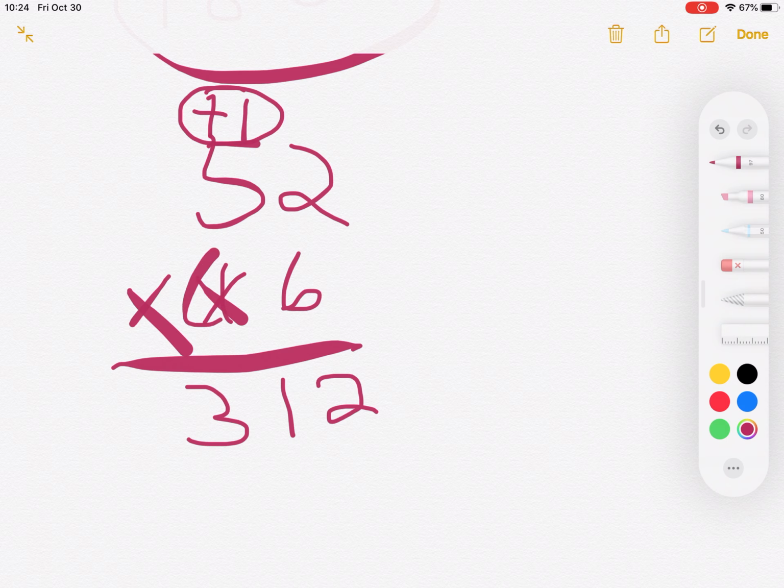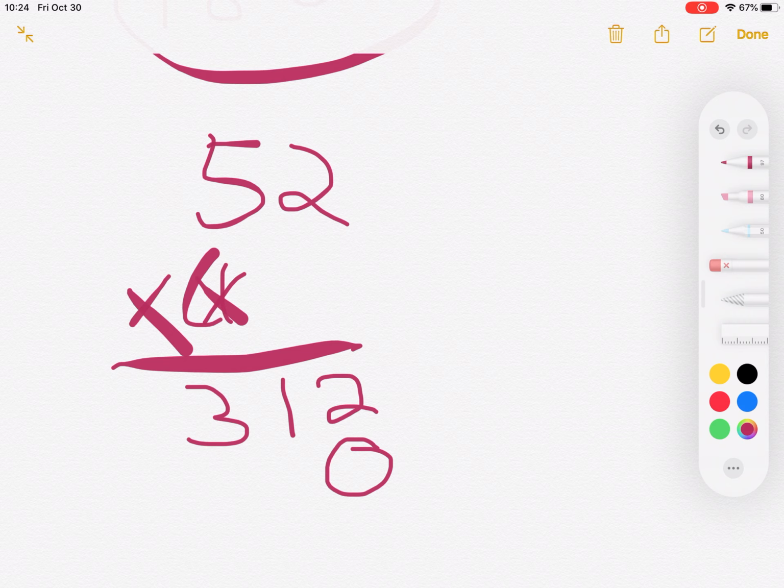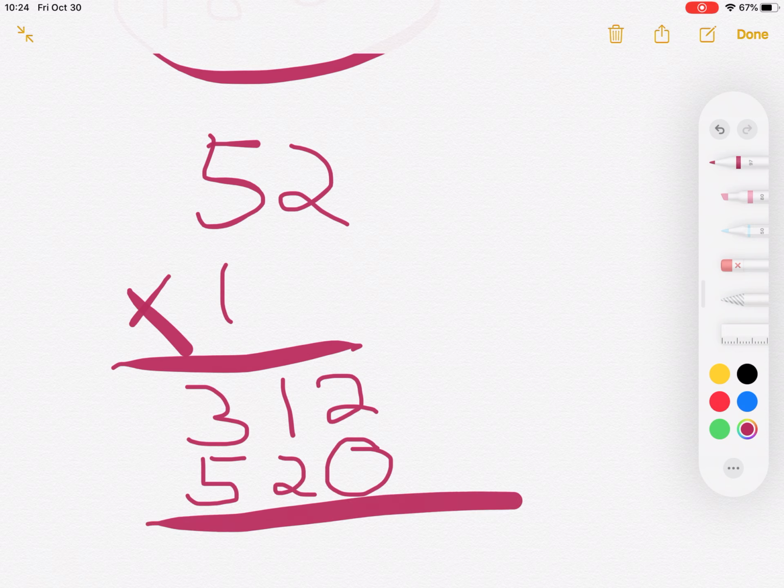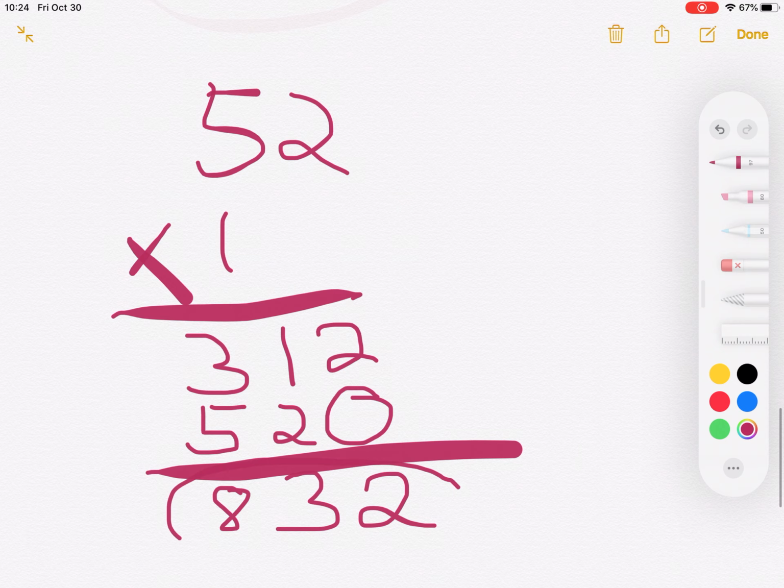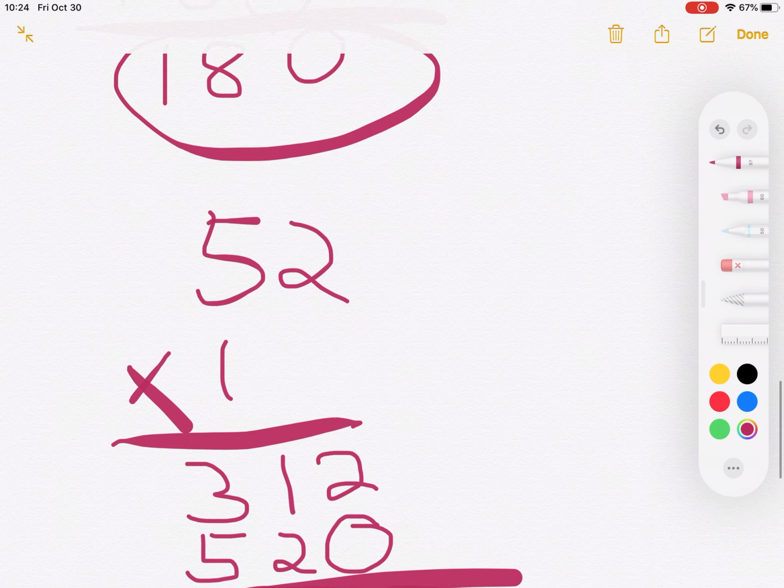And before we do our other multiplication, we need to add 0 the hero. And now we need to get this number out of the picture. And now we're just left with 52 times 1, and that equals 52. So 2 plus 0 equals 2, 1 plus 2 equals 3, and 3 plus 5 equals 8. And this is our answer, 832. Now let's do 2 more.